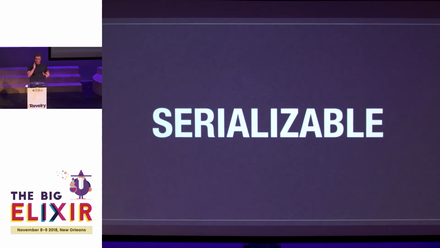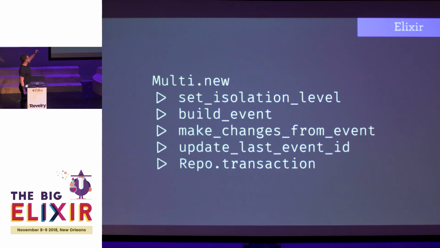So how do we do this concretely? At a high level, the approach looks like this. If you're using Ecto multi, you create a new multi. You're going to set the isolation level. You're going to build your event. You'll make any changes you need to other tables based on the event. You'll update your shipment, and then you will run the transaction. For those of you who might be new to Elixir, Ecto multi is a way to compose a data structure that represents all the things you want to do in a transaction.